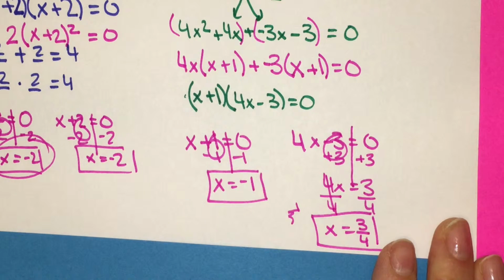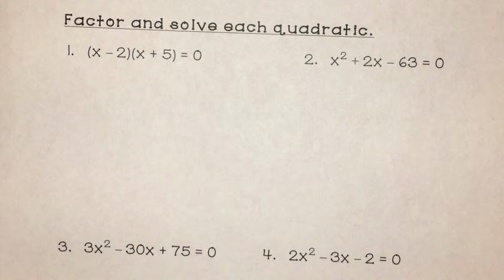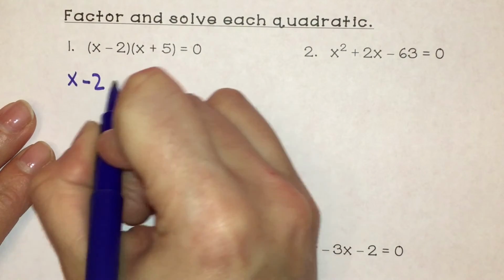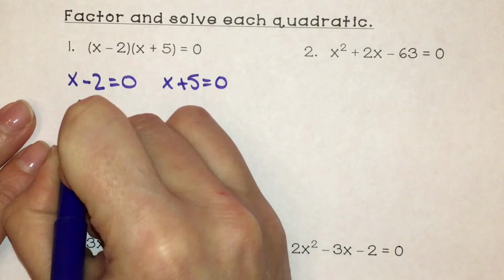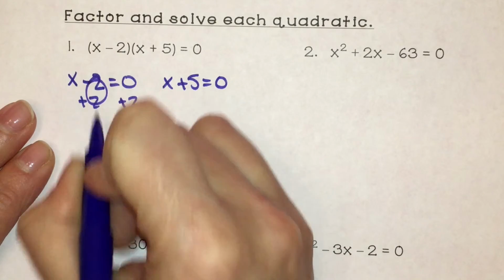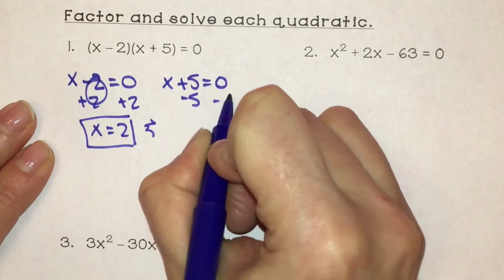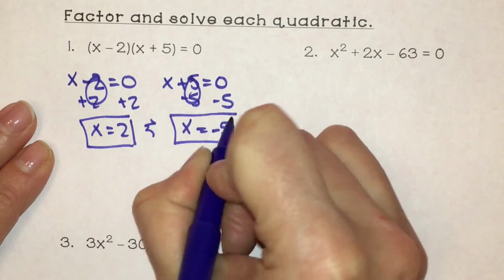All right, I'm going to have you go ahead and try 4 problems just like those. Don't forget, after you factor, you have to actually solve for x. Come back when you're ready for the answers. All right, this first one's pretty easy. x minus 2 equals 0 and x plus 5 equals 0. I'm going to add 2 to both sides and get x equals positive 2, and subtract 5 from both sides and I get x equals negative 5.